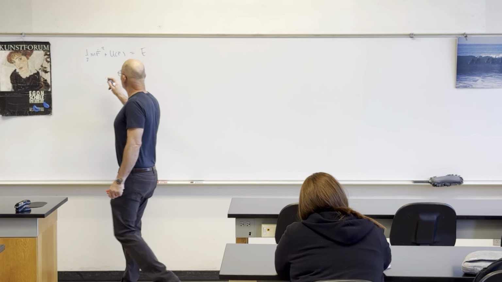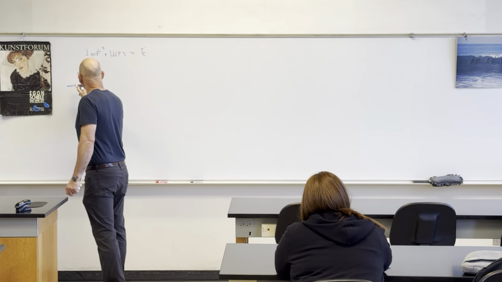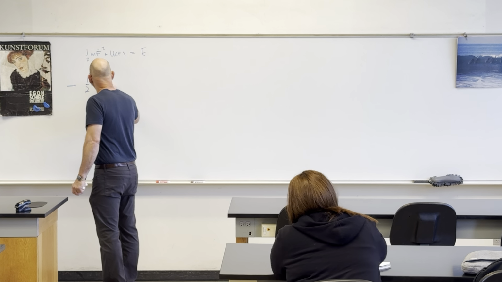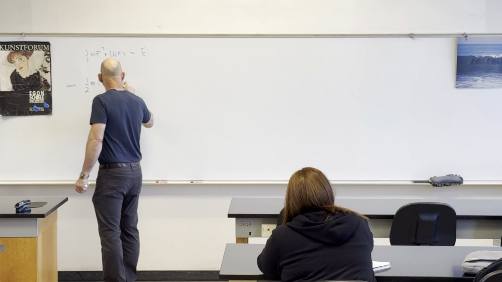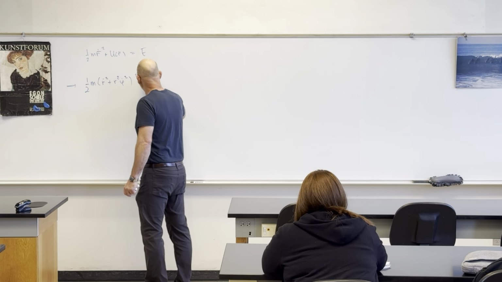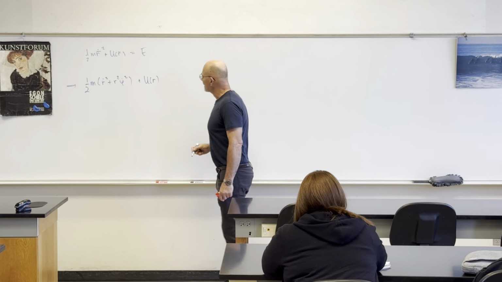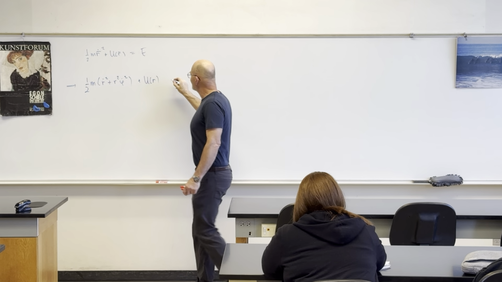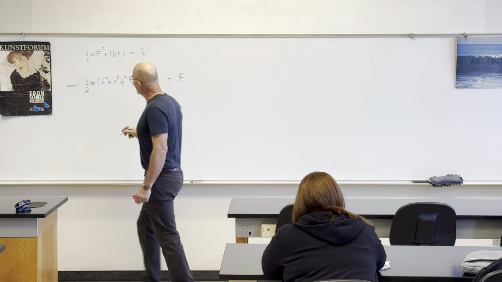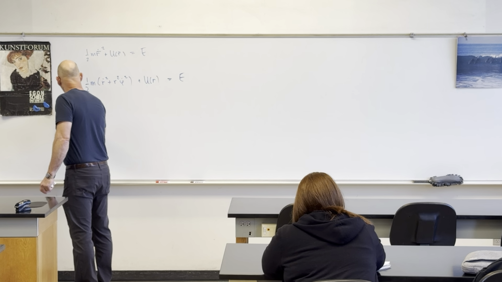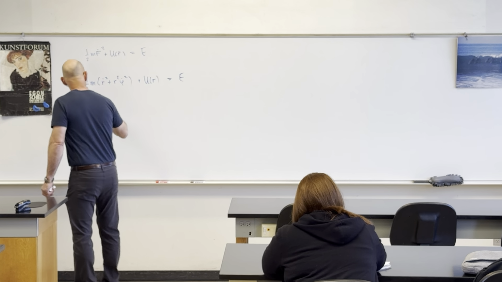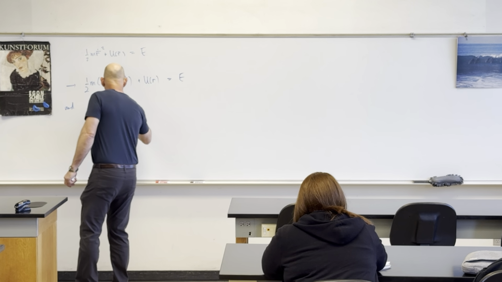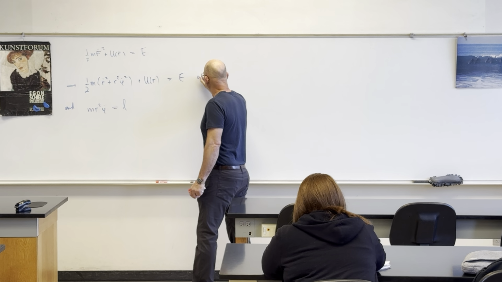So when we use the plane polar coordinates, we end up with 1/2 m (r dot squared plus r squared phi dot squared) plus u of r. We can drop the vector here because it's just the separation distance, u of r equals E. So that's energy in plane polar coordinates, and angular momentum: we have m r squared phi dot was equal to the magnitude of the angular momentum.